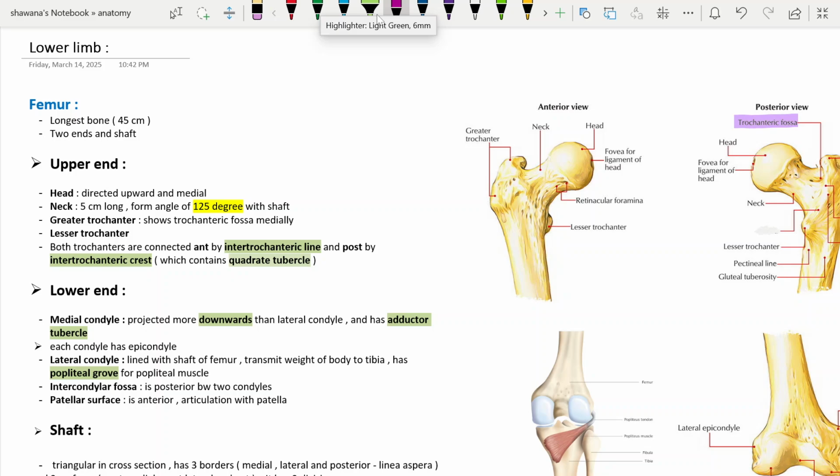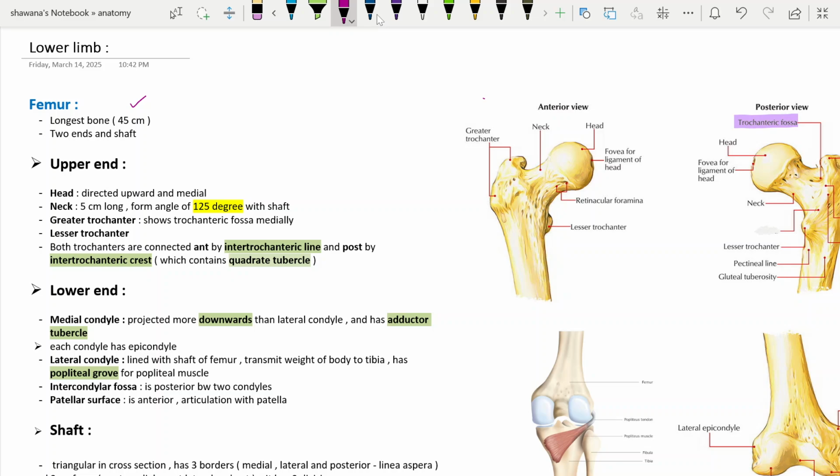So let's get started. First of all, the length. A femur is 45 centimeters in length, and it is one of the largest and longest bones in the body. It is the number one longest bone. All the long bones consist of the ends and the shaft.